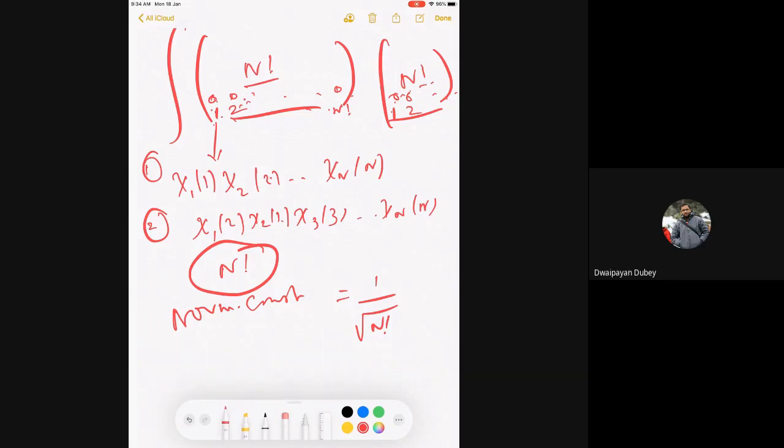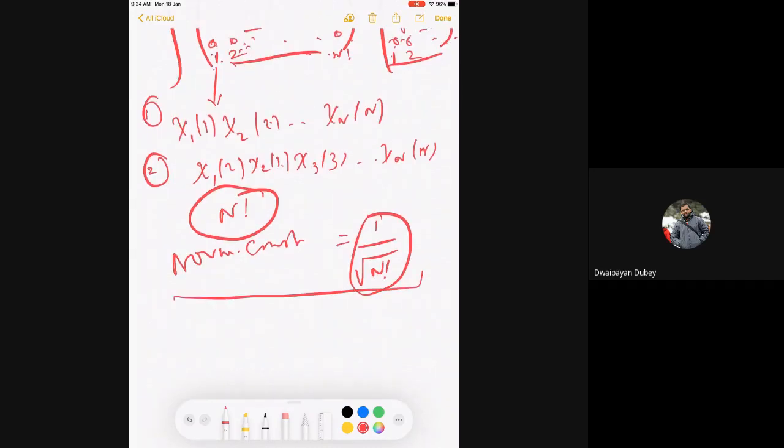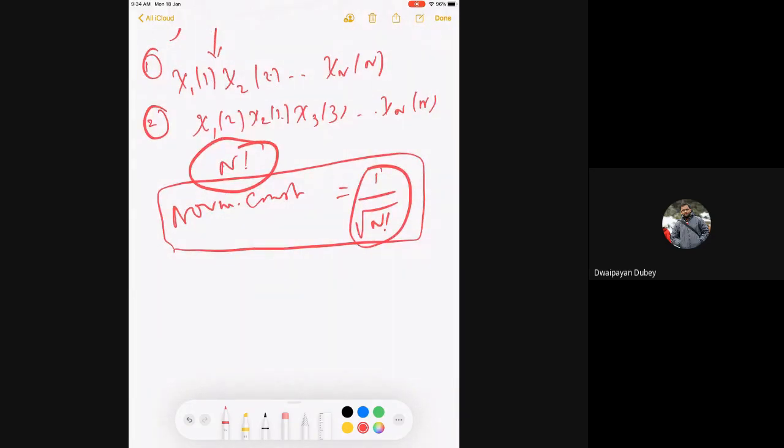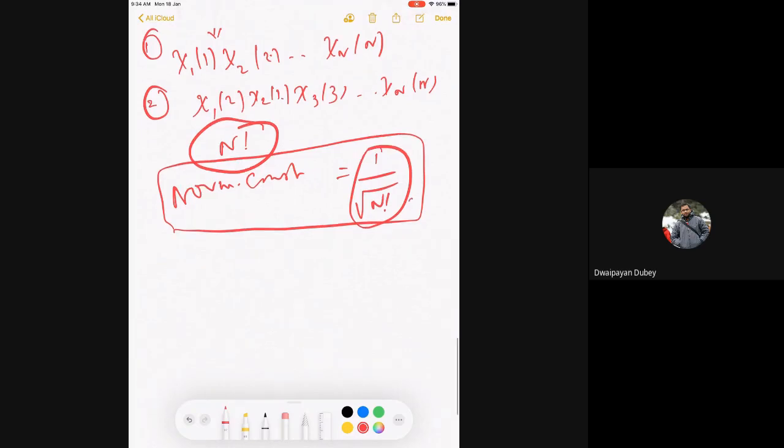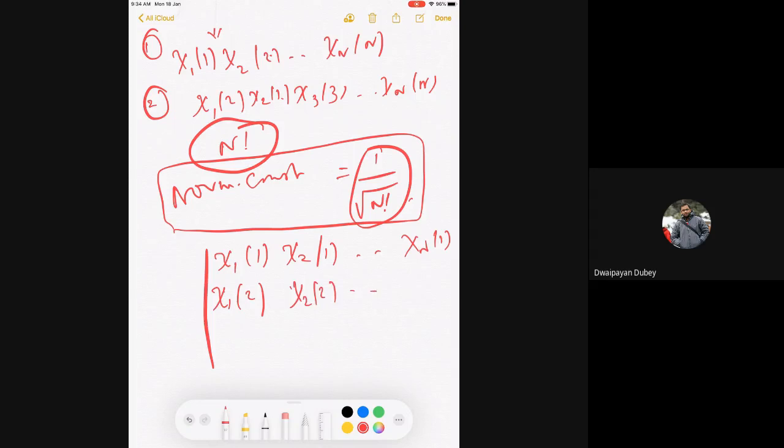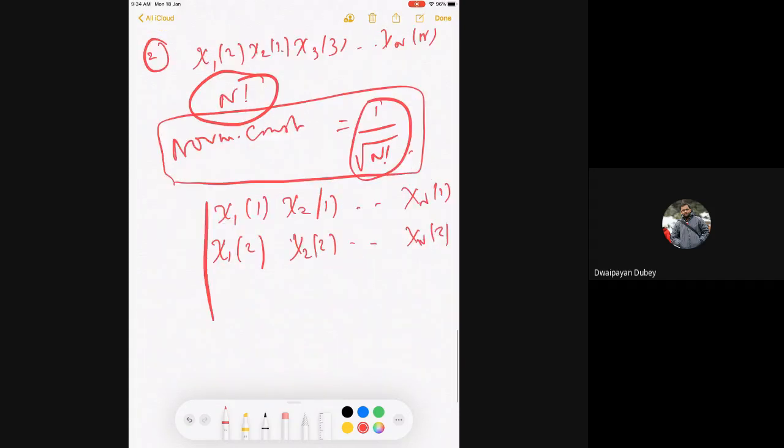So I hope you now understand why we are writing this. This is just to normalize because of the several terms that appear and the fact that the spin orbitals are orthonormal. So the normalization constant is 1 by square root n factorial. Every time we write an n by n determinant, there is a normalization 1 by square root n factorial. So I again repeat this. So if I have chi1 1, chi2 1, chi n 1, chi1 2, chi2 2, chi n 2, and so on.